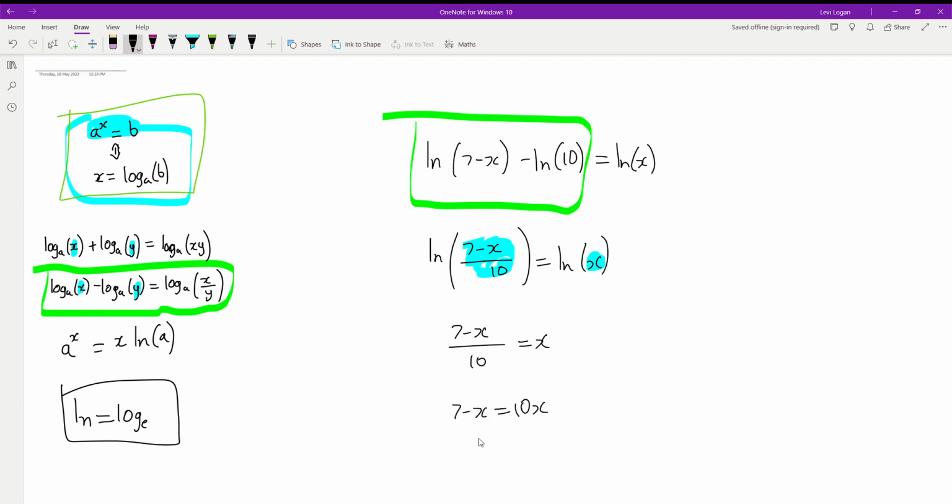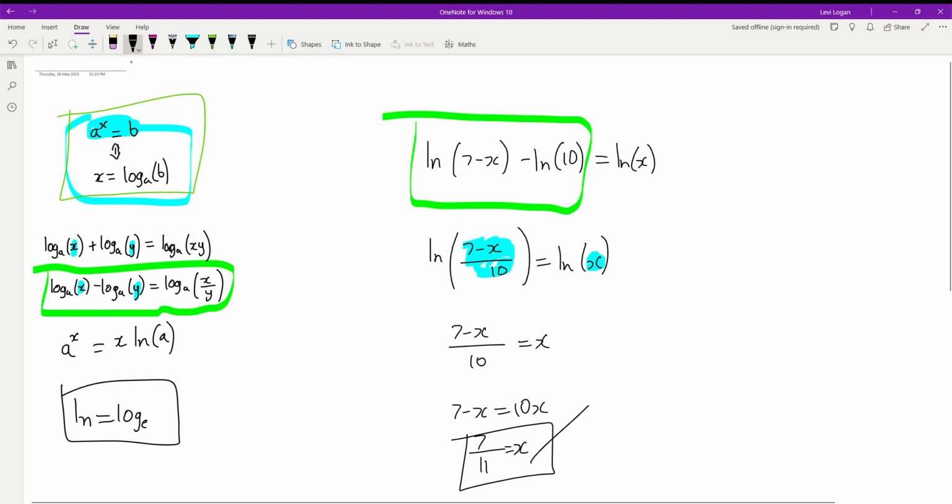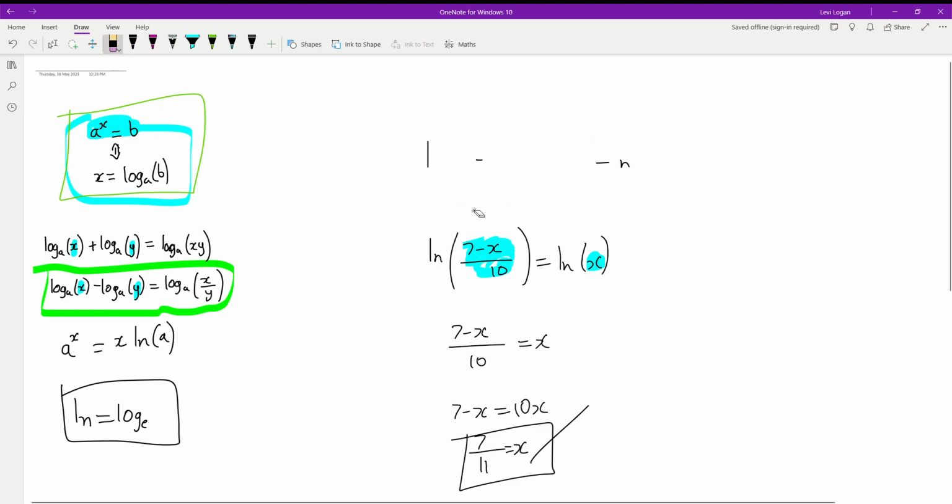So therefore we have 7 over 11 is equal to x. I moved the x over here, so that became 11x, and I divided by 11, so 7 over 11 is x. Cool. Alright, let's have another go at another one.